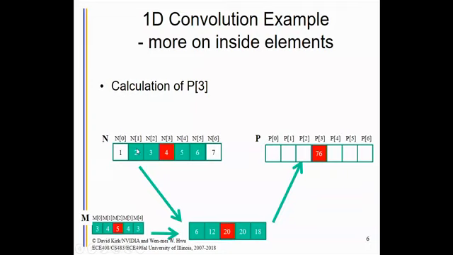So even though the N elements used in the generation of P elements are different, the access pattern into M is exactly the same. This is the reason why the M matrix here is a little bit similar to the M matrix that we use in matrix multiplication. And this is going to be important when we talk about constant memory.